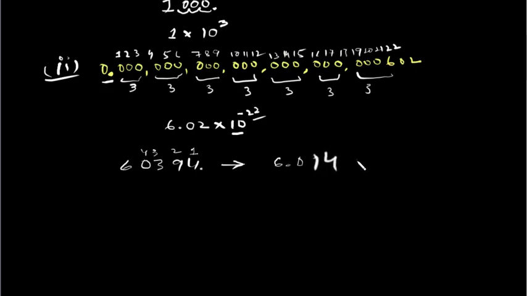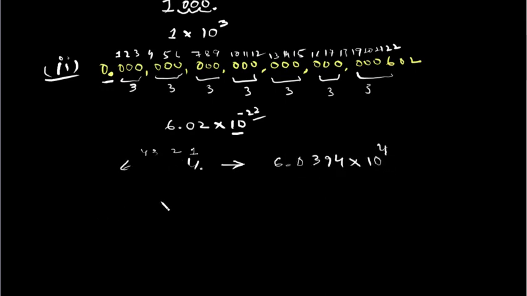So we can write this number as 6.0394, and for scientific notation we must multiply it by 10 to the power of the number of places the decimal point has moved. It's 4, so we write 4 here. Keep this in mind: whenever we move a decimal point from right to left, the power will be positive.